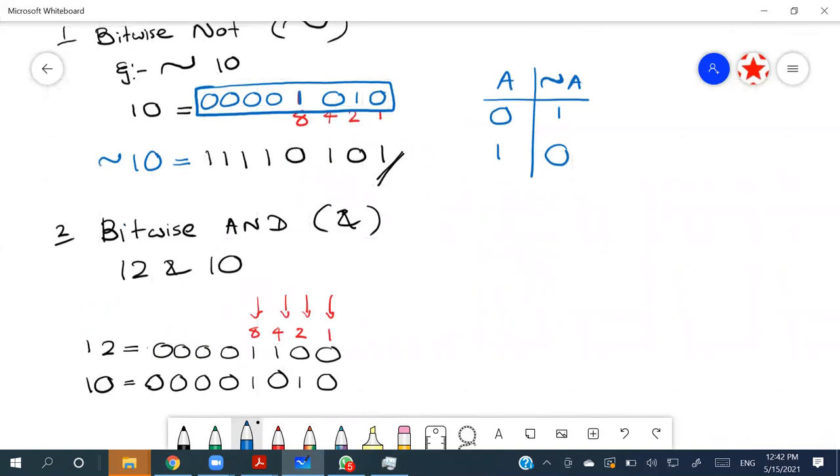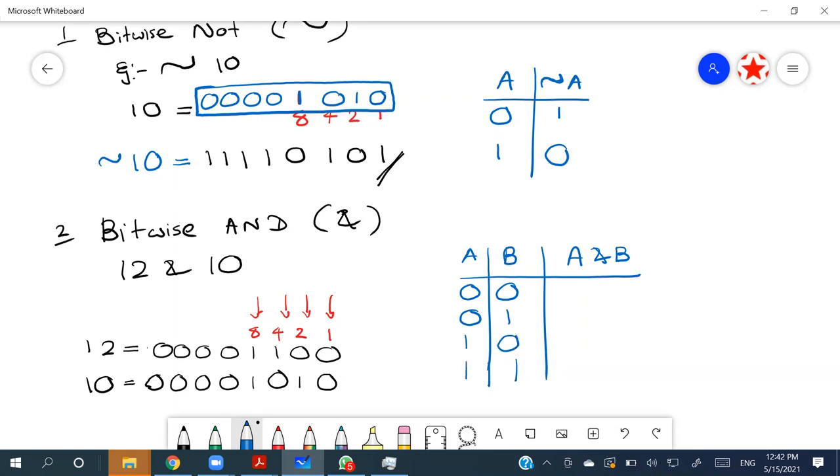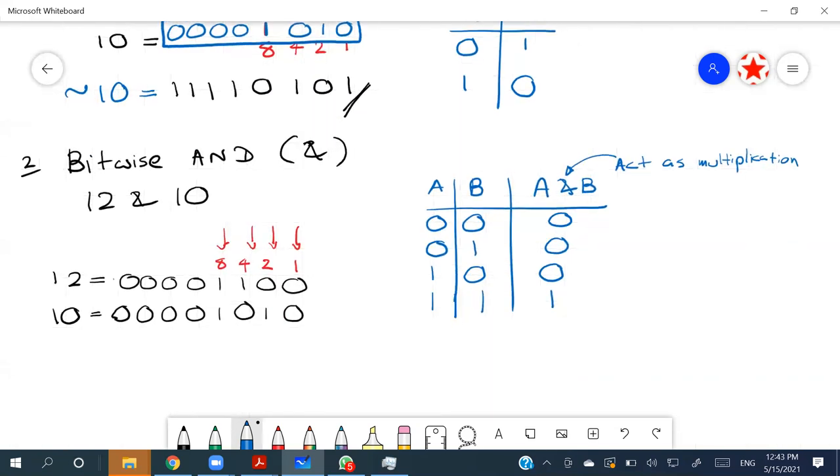And here for AND I have A and I have B and I have A AND B. So these are the four combinations that a 1 and 0 can represent. Both can be zeros, both can be ones, when A is zero B can be one, and when A is one B can be zero. So this is kind of a multiplication, right? 0 into 0 is 0, 0 into 1 is 0, 1 into 0 is 0, 1 into 1 is 1. So this AND acts as multiplication. It's not purely multiplication, but it acts as a multiplication. So based on that, we can solve this.